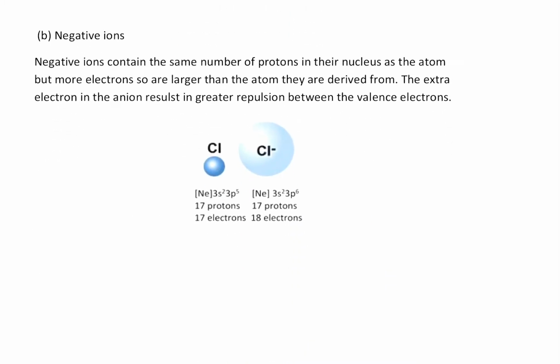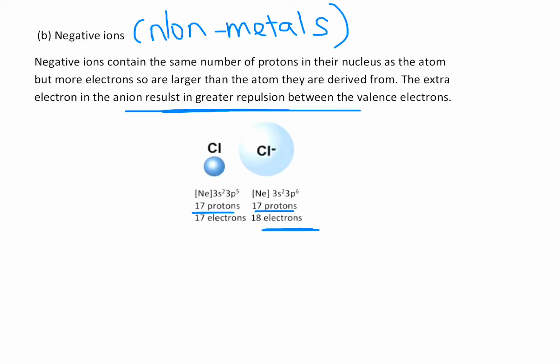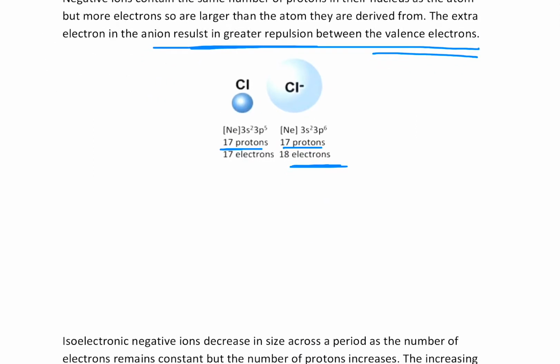But if you look at negative ions on the other hand, this is for non-metals, when non-metals gain electrons to form anions. Since we're adding electrons here, we have the same number of protons but we are adding electrons. The added electron is going to cause repulsion between the valence electrons, so this is going to cause them to get bigger. Let's say chlorine had 17 electrons, and when it gains 1 electron, there are 18 electrons, and these 18 electrons will tend to repel each other.